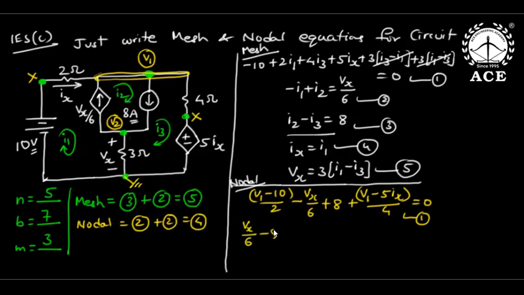This is minus 8 V2 by 3. V2 by 3 equal to 0. Okay, that is Vx by 6 minus 8 V2 by 3 equal to 0.